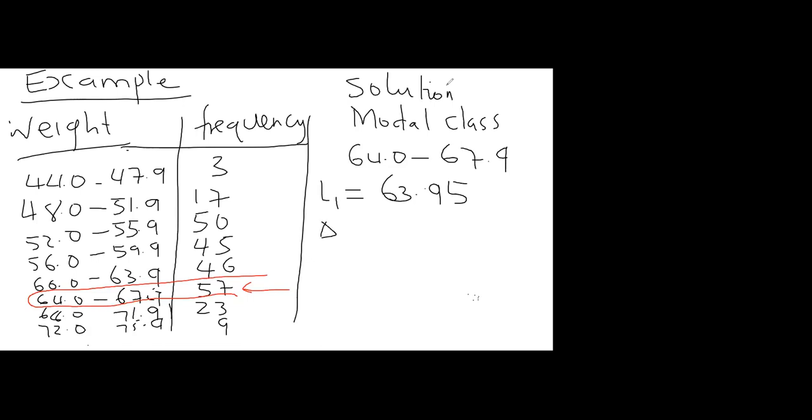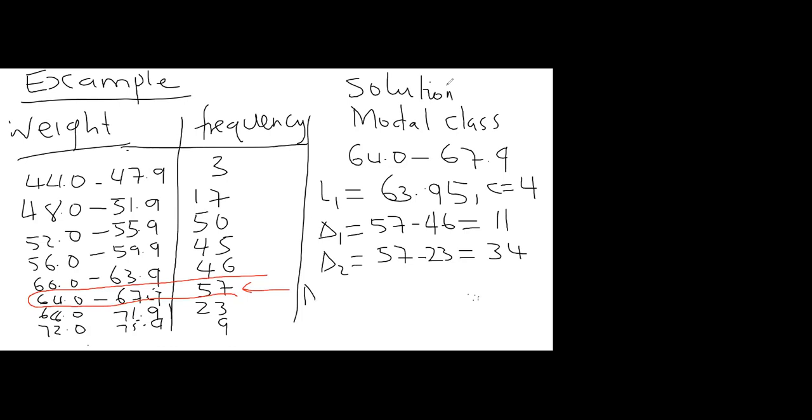Now delta 1 from the formula is the difference between the highest frequency and the value before. So do we get 11? And delta 2 is the difference between 57 and the value after. We shall have 34. Now the class size, I told you last time, if they are the same, you say 48 minus 44, you get 4. So the class size is 4. Some of you find class size a problem where we have decimal points. So the C here, the class size, is 4.